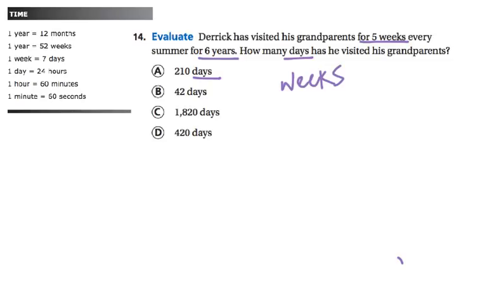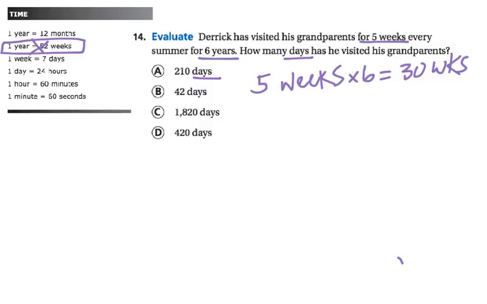Even though I see 1 year equals 52 weeks, I don't need that conversion this time. How do I know I don't need it? Because they told me he went for only 5 of the weeks during the summer. So he wasn't going for the entire year. So it's 5 weeks for 6 years. I'm going to multiply the 5 weeks times 6 to figure out the total number of weeks in this 6-year period. 5 times 6 would be 30. So he's visited them for a total of 30 weeks.